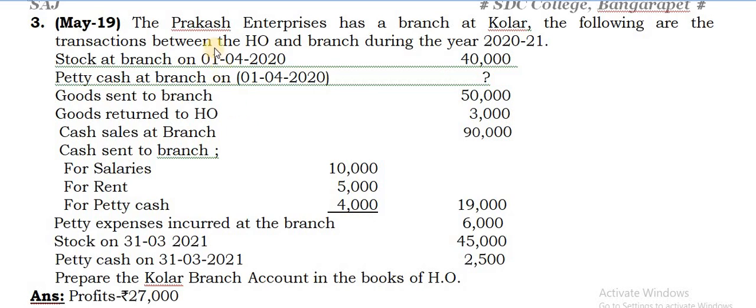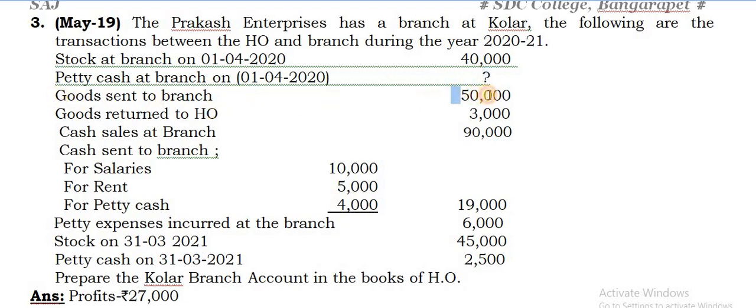Problem number 3. The Prakash Enterprises has a branch at Kolar. The following are the transactions between the head office and the branch during the year 2021. On 1/4/20, the opening stock was 40,000. And petty cash on 1/4/20 is given as a question mark. So this is the amount which you have to obtain as a working note.